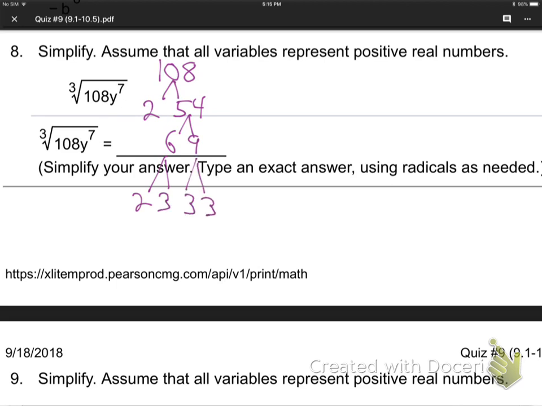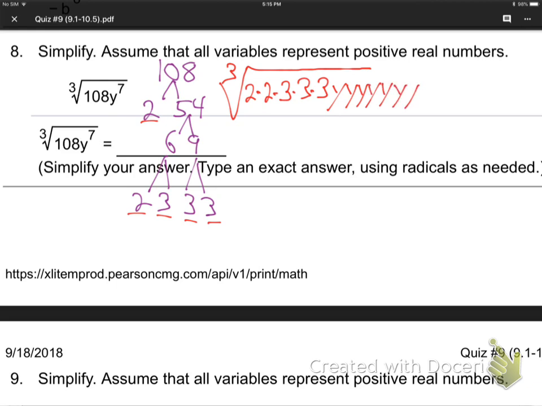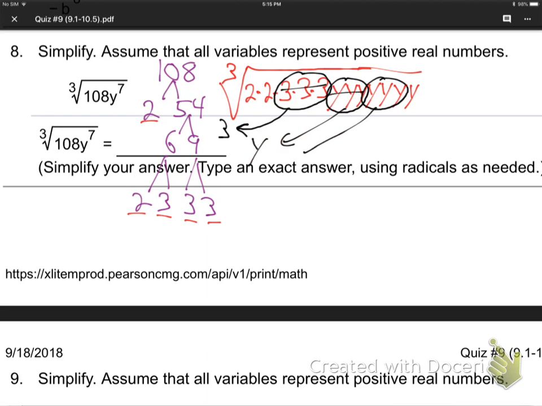So I broke down the 108. So this becomes cube root of 2 2s and 3 3s, and y to the 7, 3, 4, 5, 6, 7, like that. Okay, and now it's a 3 in the hook, so that means 3 3s in, 1 3 out, they're gone. 3 y's in, so it's a 3 for 1 deal, 3 in, 1 out. 1 y out, 3 more y's in, 1 more y out.